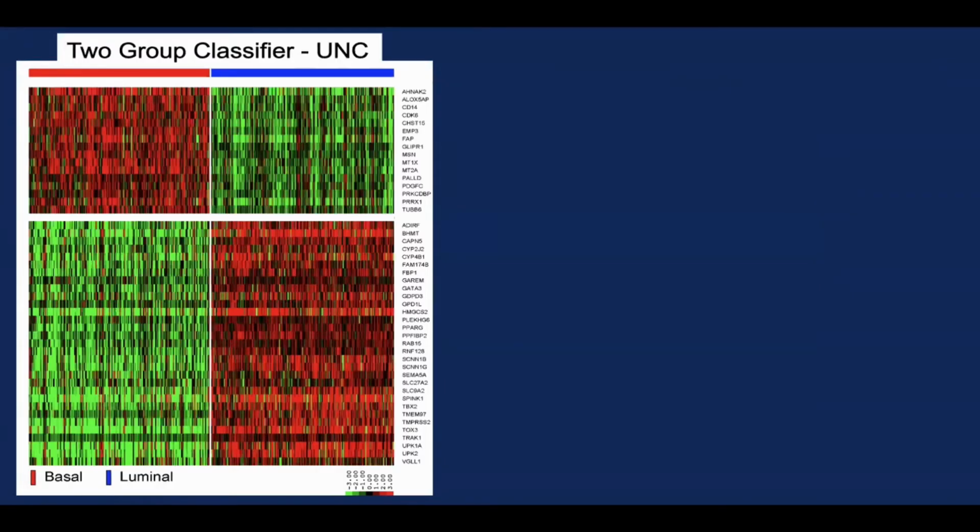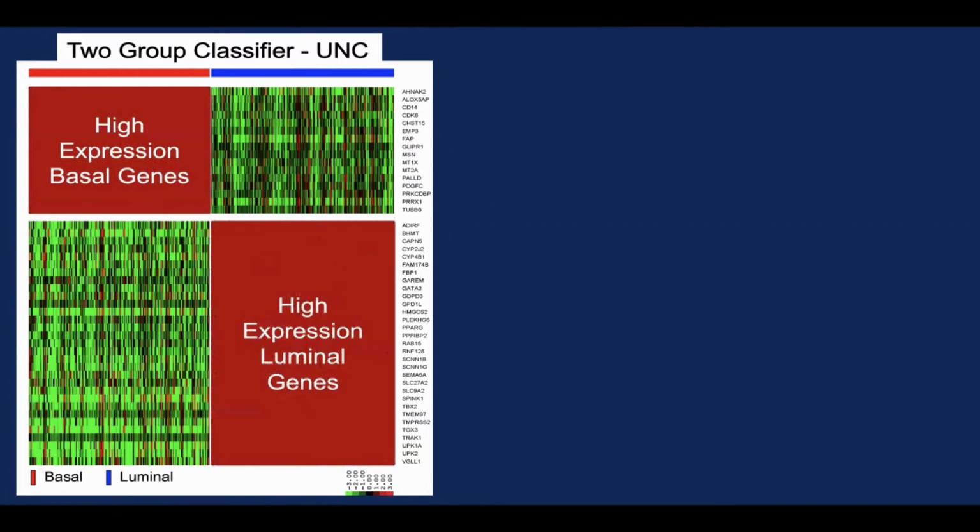And so at the simplest level, this is the UNC classifier, and this is the heat map I was warning you about. Just a word on heat maps. Each column is a patient and each row is a gene. The gene names are all over here. And you can see that if you take this cohort of patients and you line them up by just the genes listed, these patients here have very high expression of this group of genes and low expression of this group. And this group of patients is the other way around.